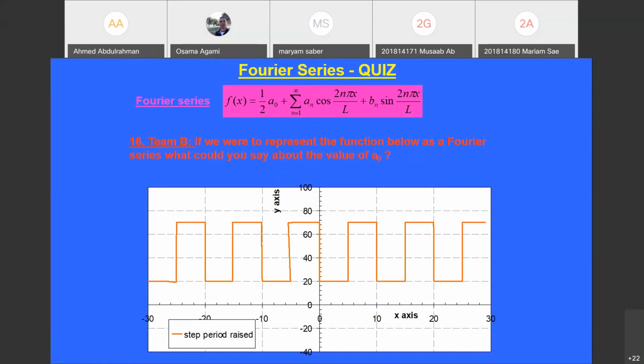What is the value of A naught? You have the formula for A naught. What is the formula for A naught? If you get the formula A naught over 2, so no need to write 1 over T. You write 2 over T. So 2 over the period. What is the period of this one? It is 10. So using the formula for A naught, find the value, please.